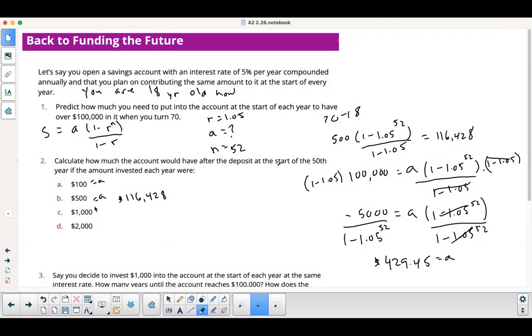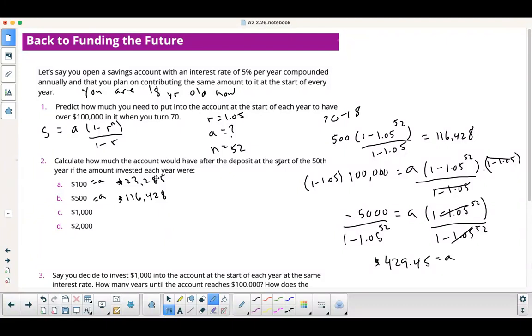So 100 times 1 minus 1.05 to the 52, divided by 1 minus 1.05. So to put $100 in per year, it would be 23,285.